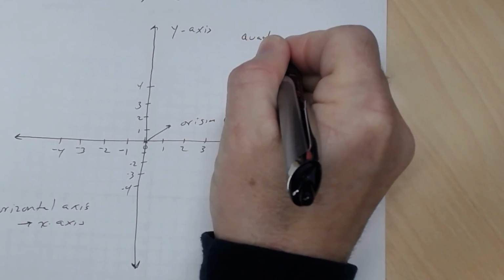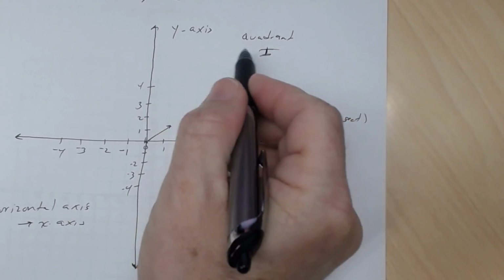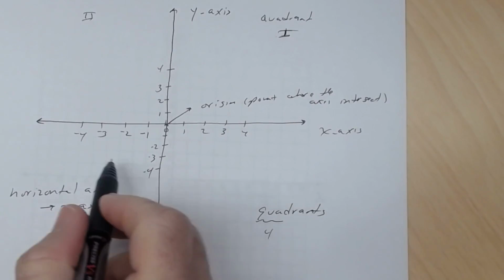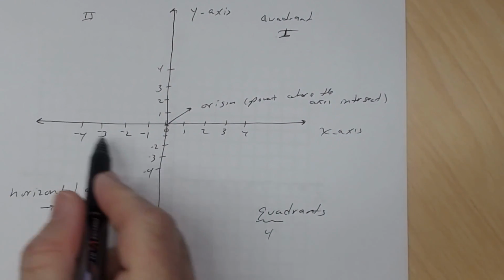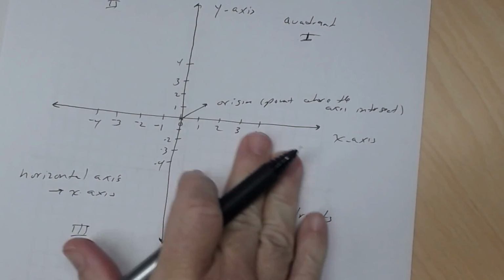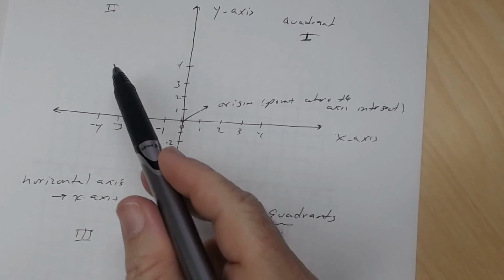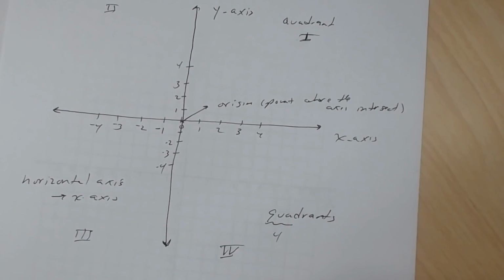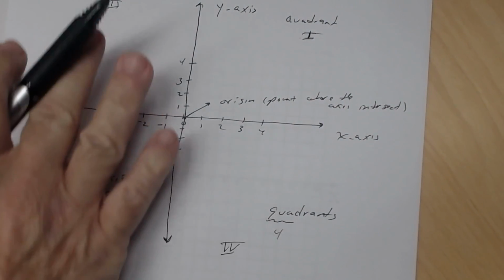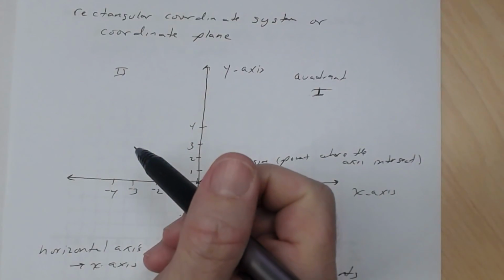We use Roman numerals to represent that. So that's quadrant 1, and we go counterclockwise. This would be quadrant 2. This part of the plane right here is called quadrant 3. And the part of the plane on this side is called quadrant 4. So quadrant 1, quadrant 2, quadrant 3, quadrant 4. Together this is called the rectangular coordinate system, or simply we just call it the coordinate plane.